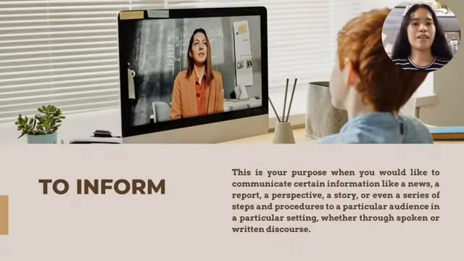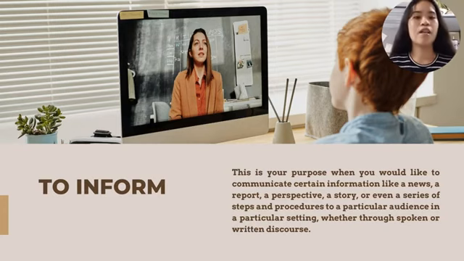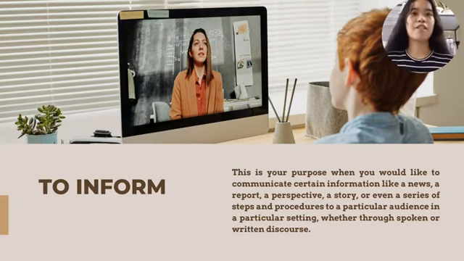Number one is to inform. This is your purpose when you would like to communicate certain information like news, a report, a perspective, a story, or even a series of steps and procedures to a particular audience in a particular setting, whether through spoken or written discourse. The main purpose of informative or expository communication or writing is to simply convey information factually. Its goal is to input new learning, enhance prior knowledge, confirm a concept, alleviate comprehension of an idea, or explain a process or procedure.